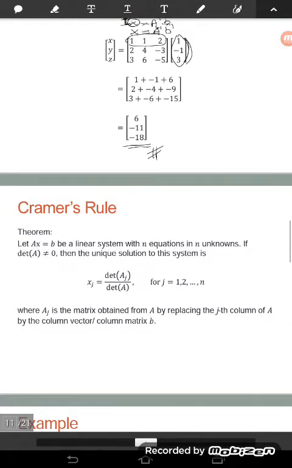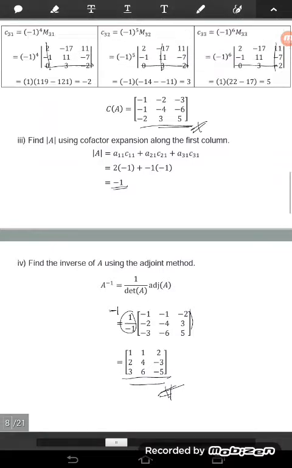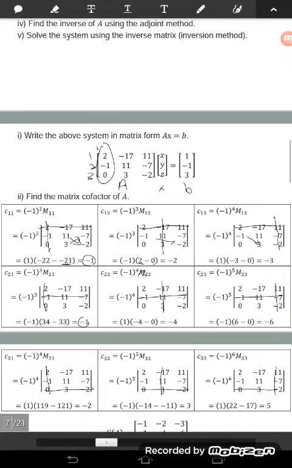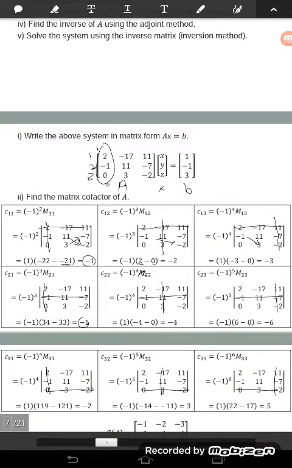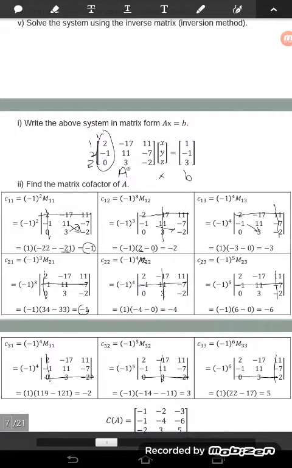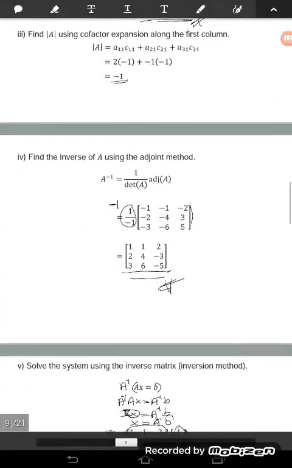Like before, we have matrix A. For Aj, for example A1, we replace this B into the first column. For A2, we replace this B into the second column, keeping the first column as it is, and we substitute this into the second column. For A3, we replace matrix B into column number 3. We will see this in the next example.